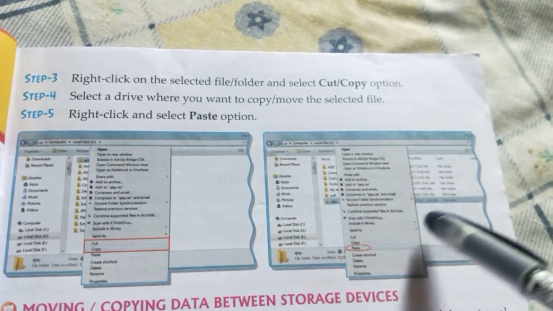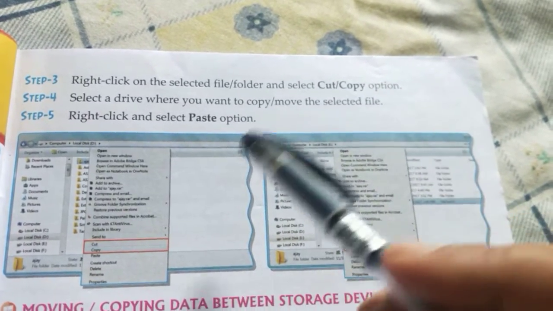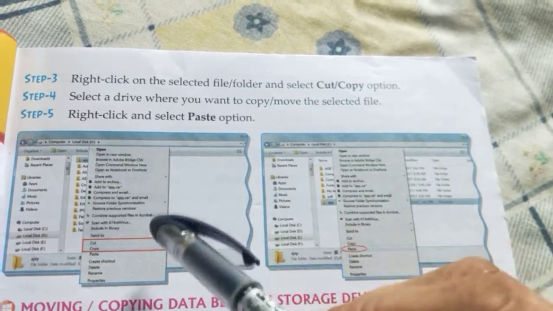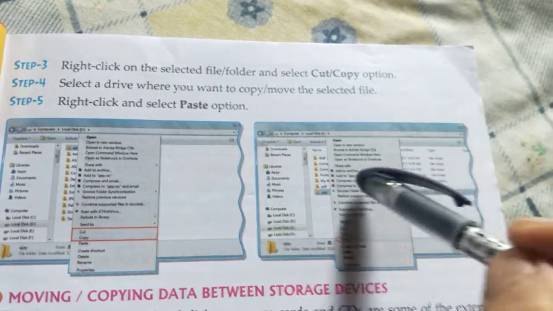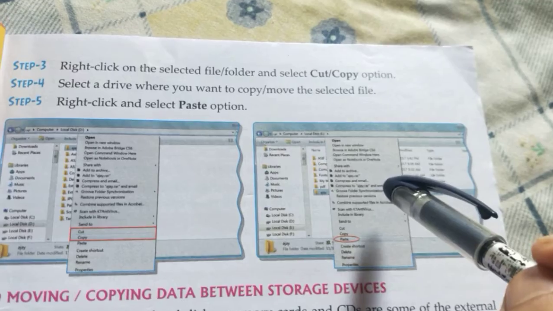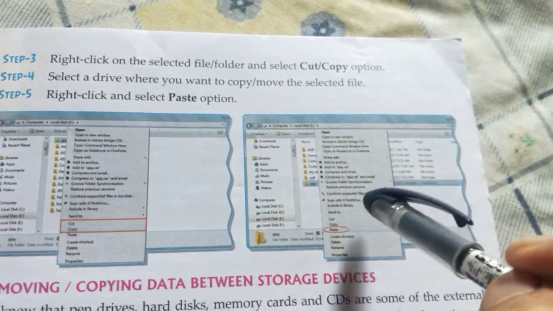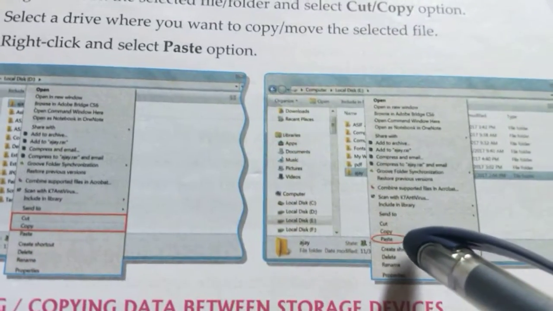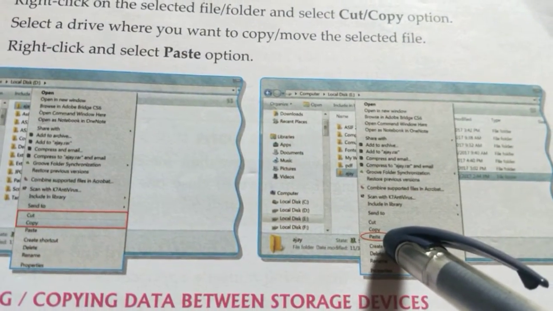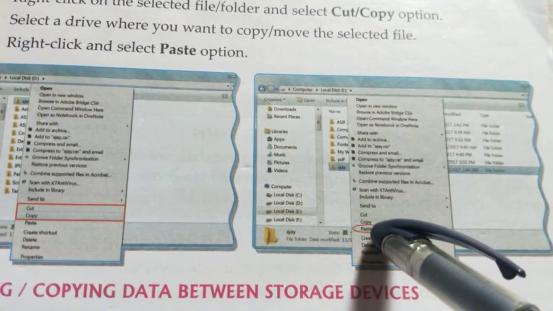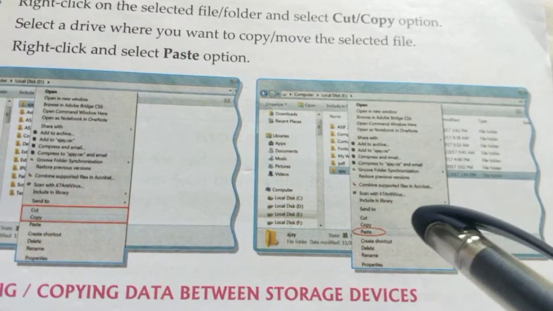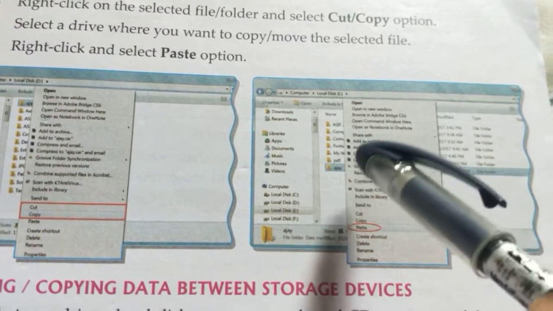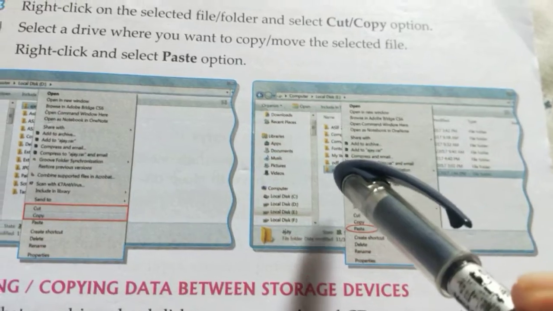So you open the drive or a folder where you want to copy or move the earlier file. You give a right click on that folder or drive, and there's an option given over there where you can see paste written, and you click on paste, and the file or folder is pasted on that drive or folder.